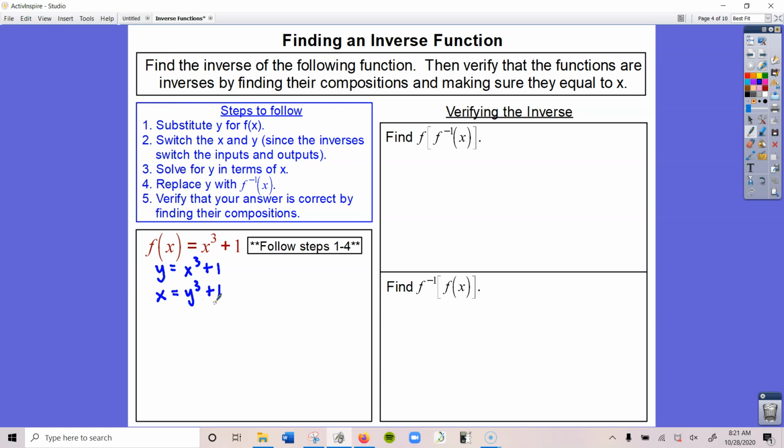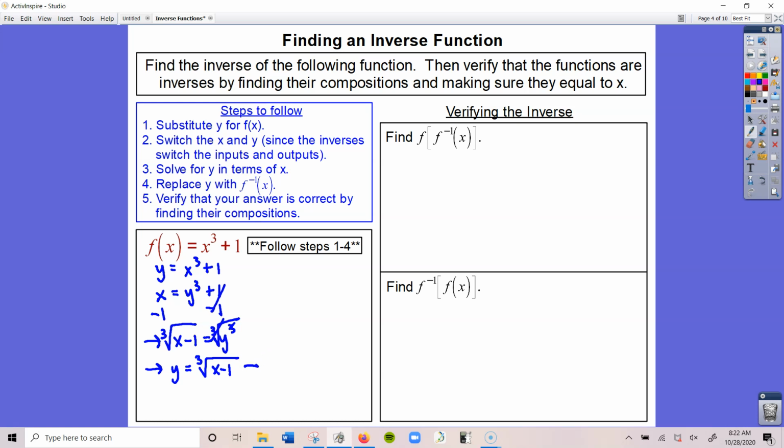Once you've switched, we are now going to solve for y. So the first step would be to subtract 1 from both sides. So now I have x minus 1 is equal to y cubed. And to cancel out that exponent, I would have to cube root both sides. Remember that when you cube root, it is not the same as square rooting. It is a different root, and it is denoted with the radical and then that root number right there at the corner. So this is my inverse, but we have to make sure that we use proper notation.